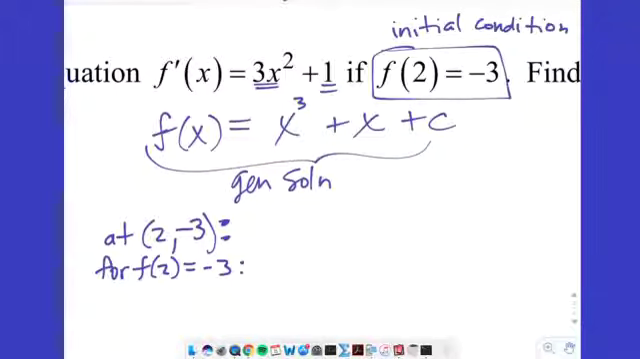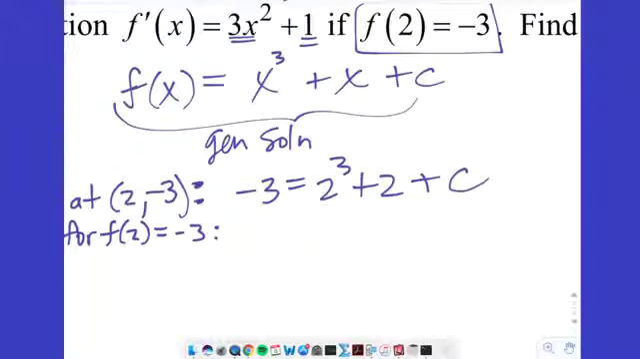And now you just plug in a 2 for x and a negative 3 for f of x. You get negative 3 equals x cubed, oops, sorry, I need to plug in my 2, don't I? 2 cubed plus 2 plus c. And now it's just a matter of solving for c. So you're going to get a negative 3 on the left. That gives you an 8 plus 2, which is 10, which if you bring it across becomes negative 10, and c equals negative 13.